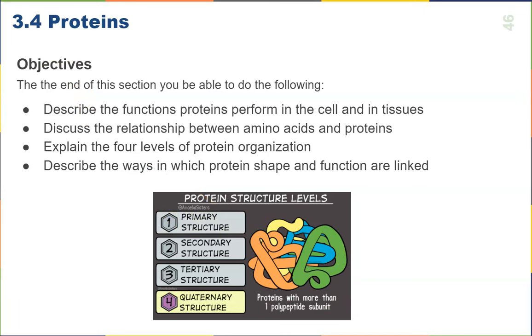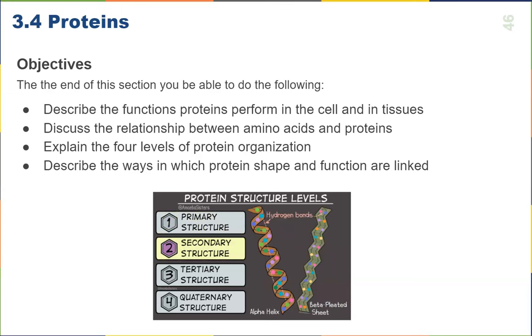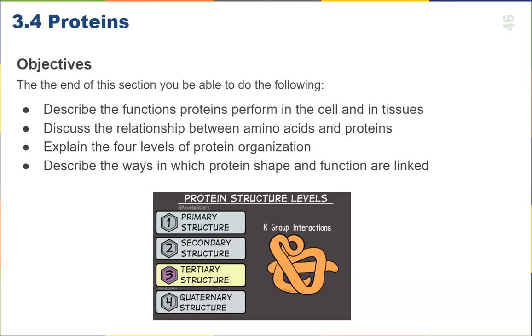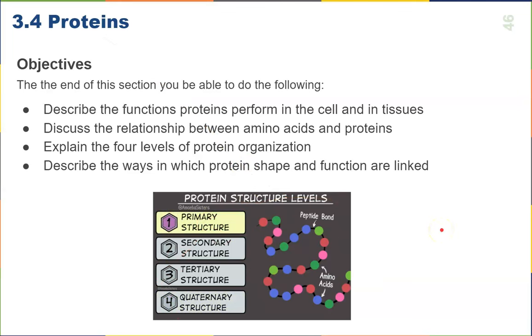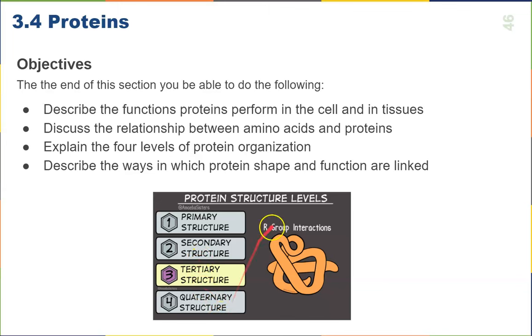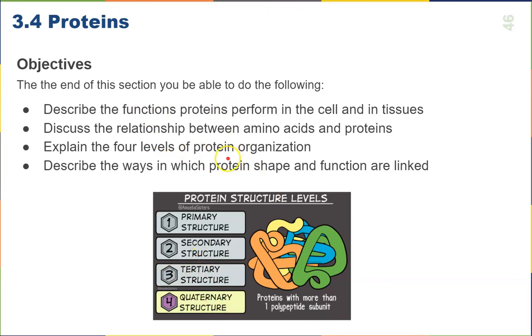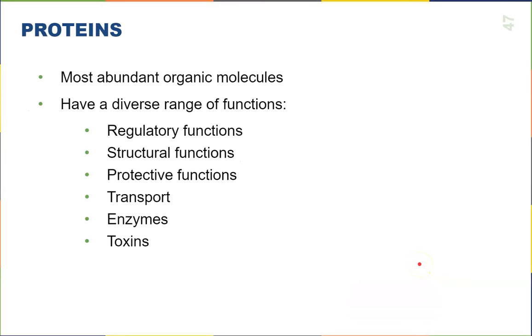All right, so 3.4 proteins. We're going to describe functions of proteins. We'll talk about the relationship of amino acids and proteins. We'll talk about the 4 levels of organization, which is what this GIF is showing you. And then we will talk about the structure and shape of proteins and why that's important. So primary, secondary, tertiary, quaternary is the 4 levels of protein organization. So we'll talk about that there in a second.